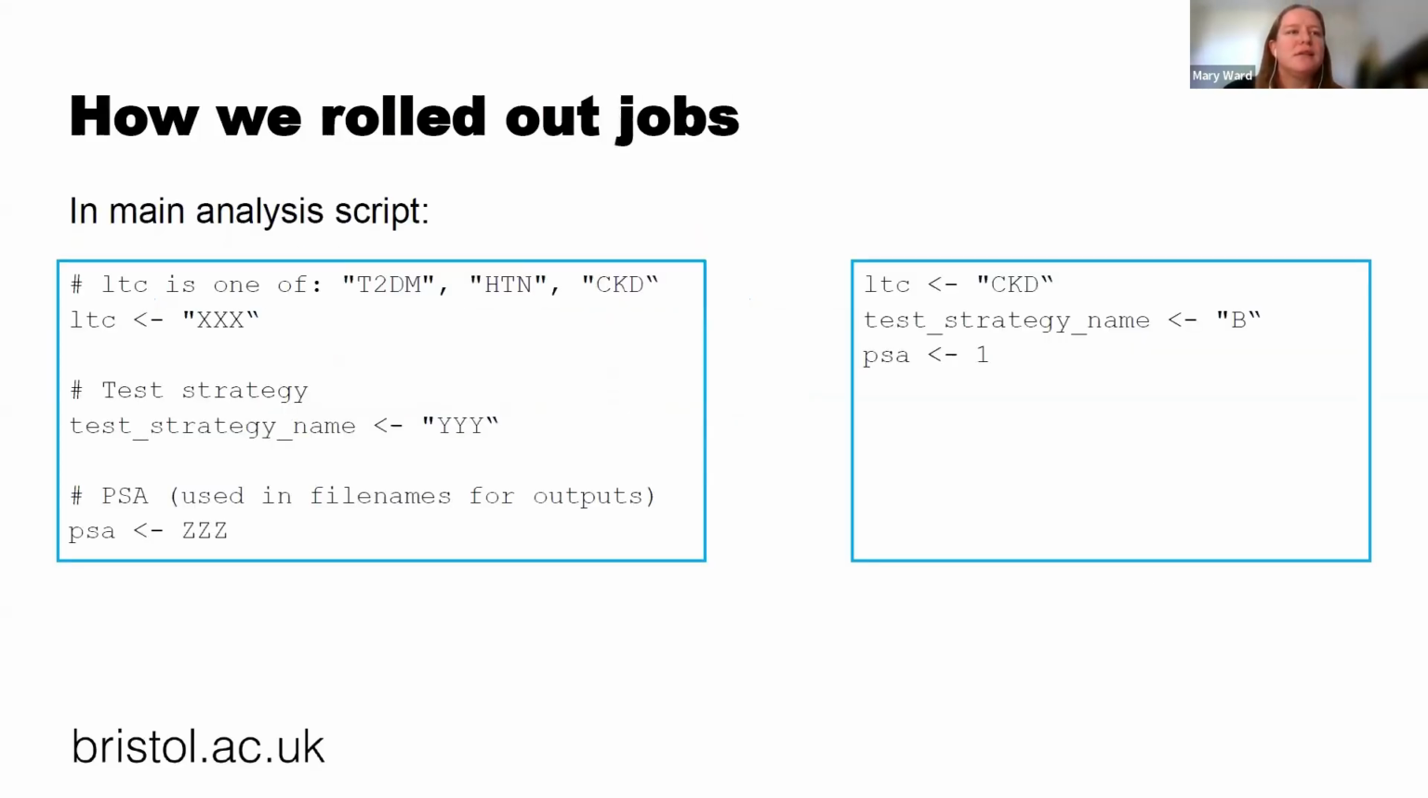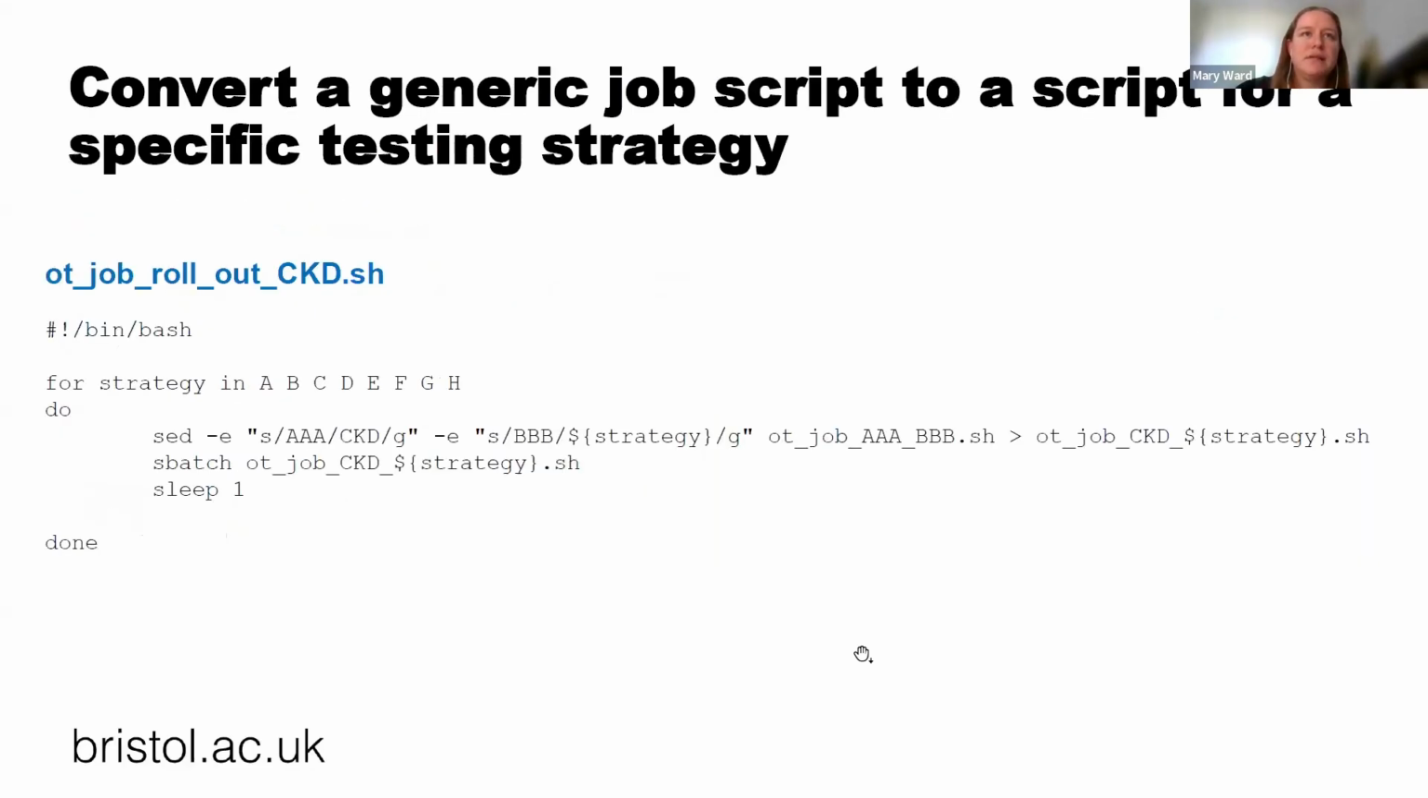To do this in a straightforward way, we have a bit at the top of our generic main analysis script, where in the generic version we have LTC is X, test strategy name is Y, and the PSA is ZZZ. In order to run the script, we need to convert it into something that looks more like this. So we've selected CKD testing strategy B, and say this is PSA number 1.